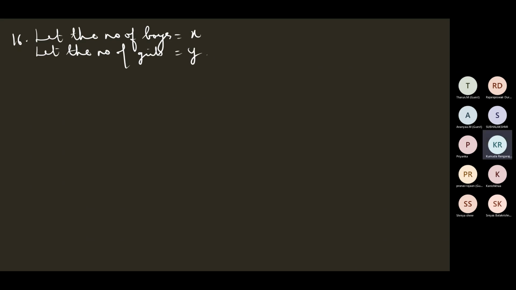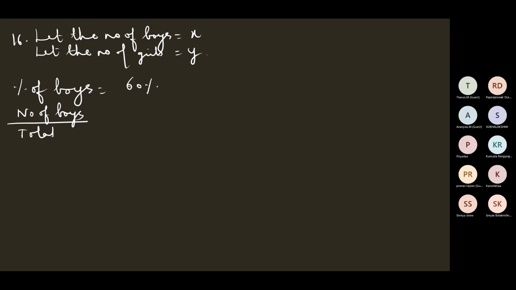So 60% and 75% both represent the percentage of boys. So the original percentage of boys is equal to 60%. So how do you find this? Percentage of boys will be number of boys by total strength of the class, into 100, and that is equal to 60. Now you'll have a doubt if you should write 60 or 60 by 100. You should not write 60 by 100.